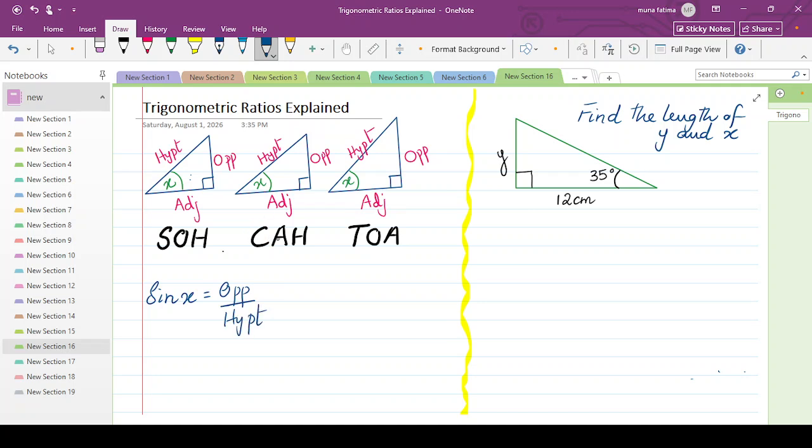For cos, CAH. Cos is equal to adjacent over hypotenuse. Tan, TOA. Tan of the angle x is equal to opposite over adjacent.